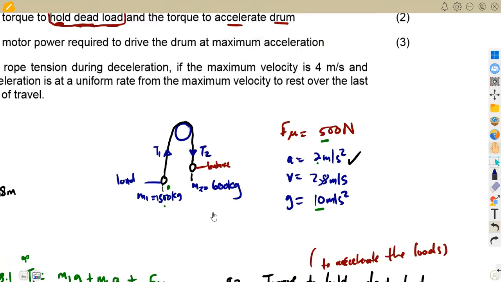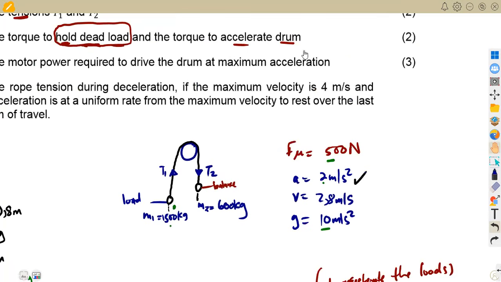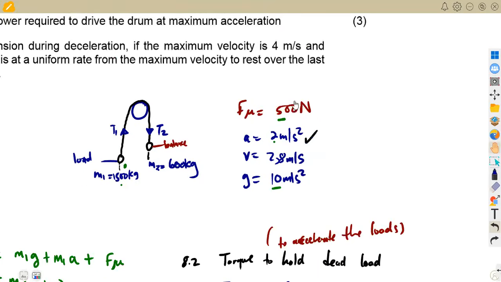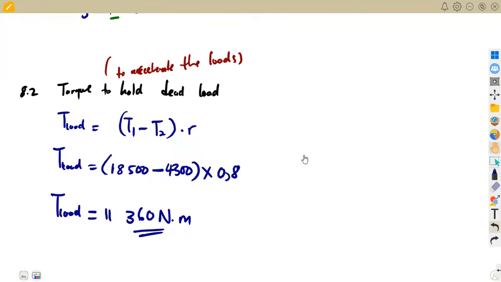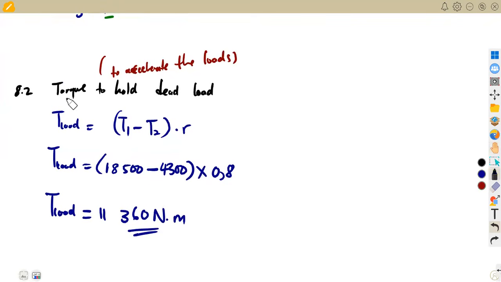All right, then we move on to the one to accelerate the drum in this case. So you're going to need the one to accelerate the drum. So what is going to be the formula? To accelerate, we are still on 8.2. We are still on the same information. So we're going to need the torque to accelerate the drum in this case.